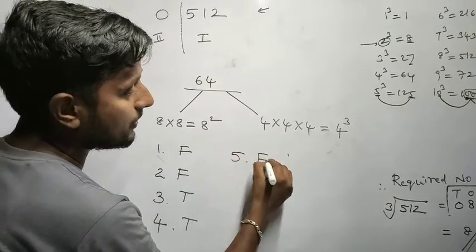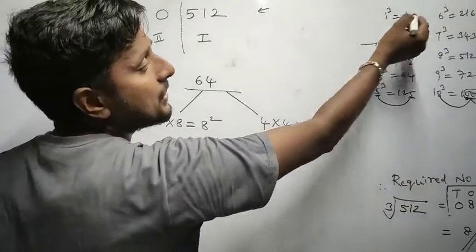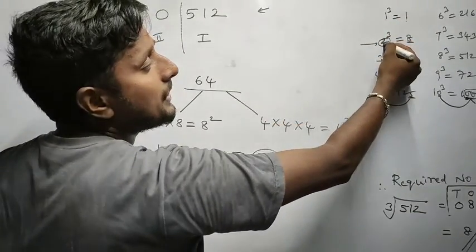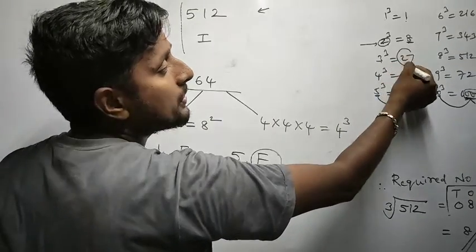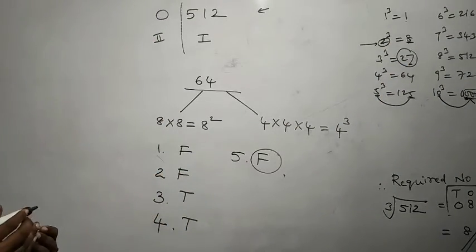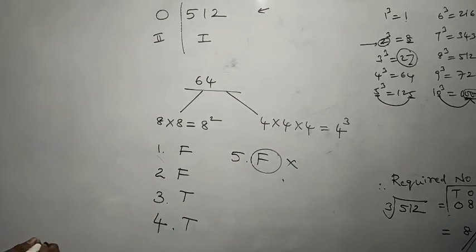False, because it may not be possible every time. 1 is a single digit number, the answer is also single digit. 2 is a single digit number, the cube is also single digit. 3 is a single digit number, but the cube is a 2 digit number, correct? It doesn't always work out. Sometimes it happens, sometimes it does not happen. So it is a false statement.